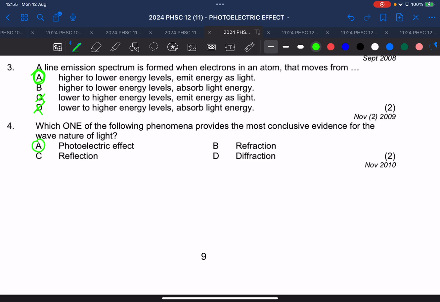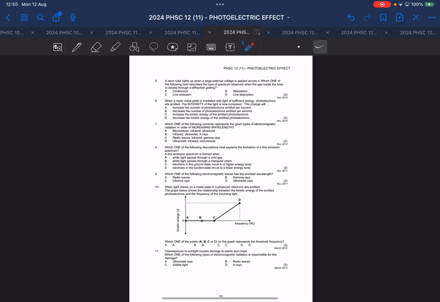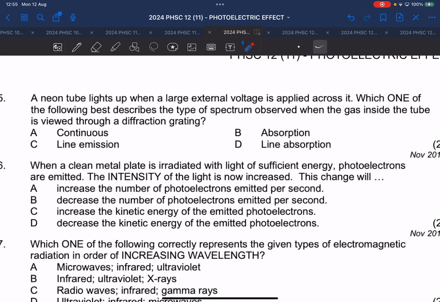A. The photoelectric effect. Next one. A neon tube lights up when a large external voltage is applied across it. Okay, so neon lights, gas, and then they give you big voltage and then it lights up. Which one of the following best describes the type of spectrum observed when the gas inside the tube is viewed through a diffraction grating? So when you give high voltage through it and it gives off light, is it emission or absorption? Emission. If it was absorption, you would see nothing. It would be darkness. Okay, so it emits light.